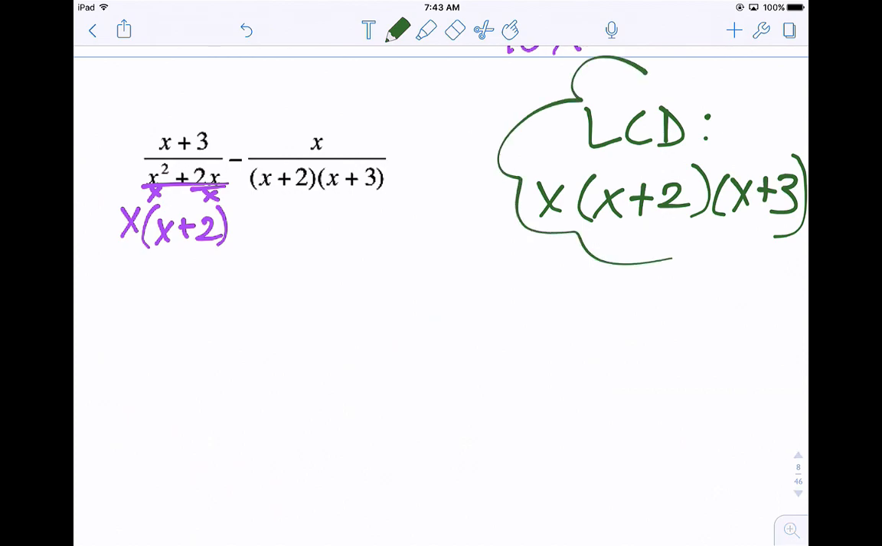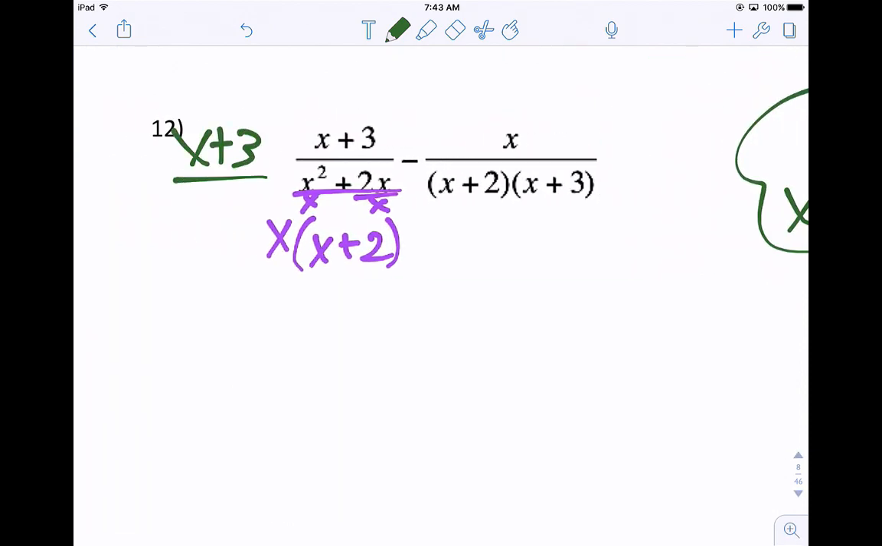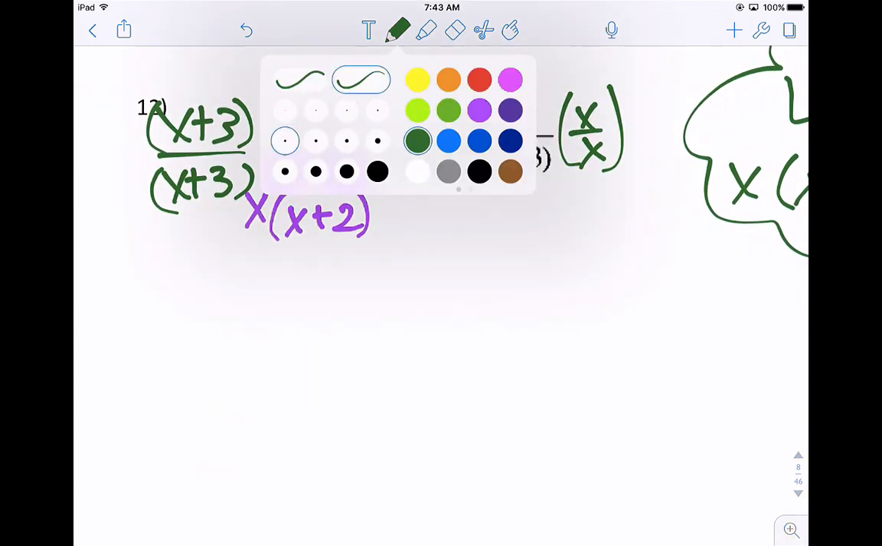So this is what we want on the bottom of both fractions. So if you look at the first fraction, we're missing the x plus 3. So that's what we'll multiply by. If we look at the second term, we're missing the x. So that's what we'll multiply by. All right, we're done with the bottom, so now we deal with just the top.